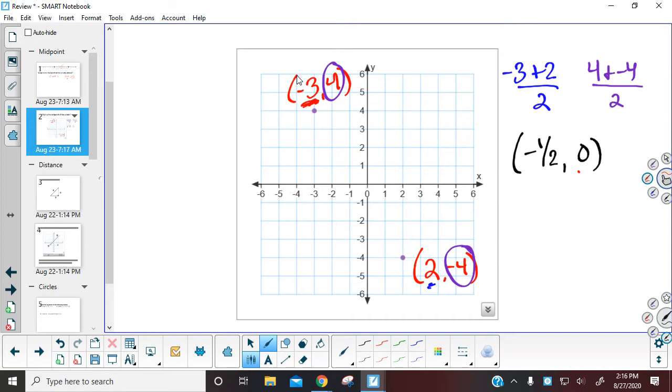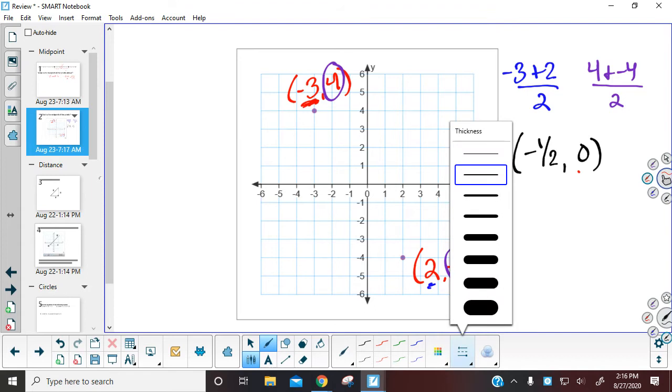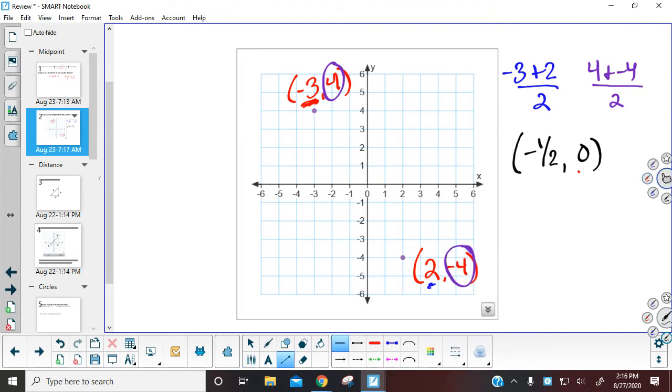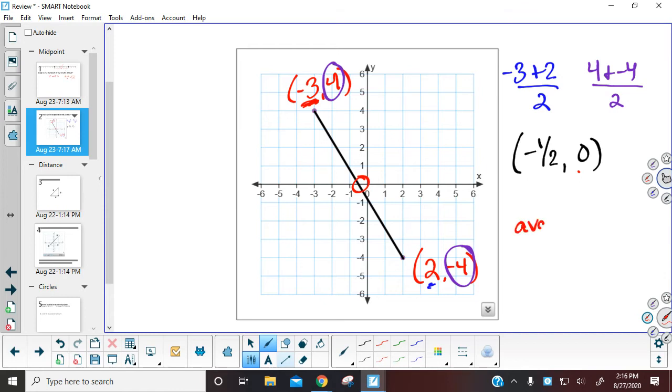If I were to draw in the segment that connects those, now when I look here, it's obvious that that -1/2, 0 does lie on that segment. So that's a quick refresher on midpoints. Again, all you're doing is averaging the x's and averaging the y's.